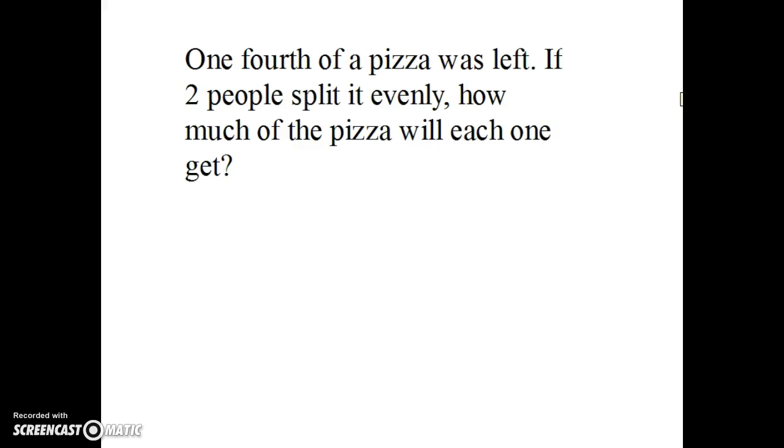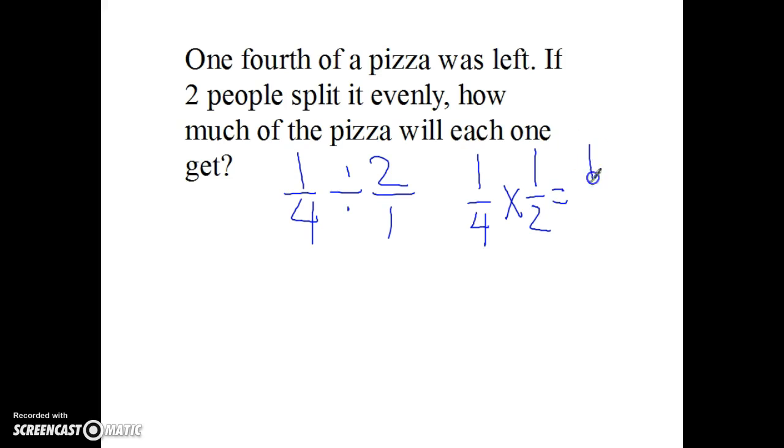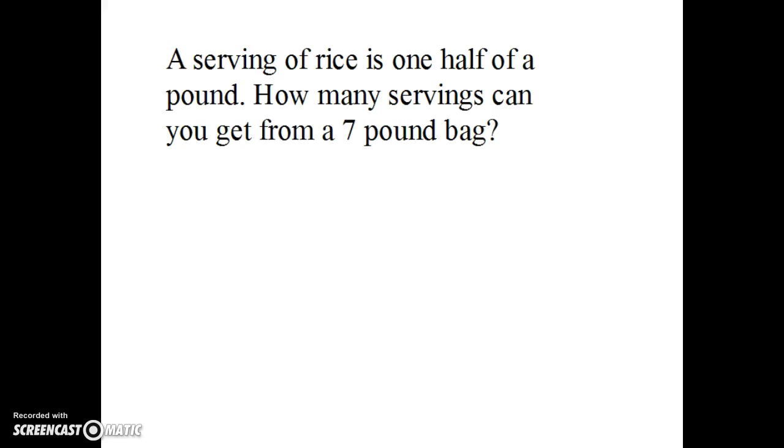1/4 of a pizza was left. If 2 people split it evenly, how much of the pizza will each one get? What did we start with? The 1/4 of a pizza. We're splitting it. 2 people. Do not split the people. Get my improper fraction in there. Keep, change, flip, 1/8. That makes sense because we only had 1/4 of a pizza and we're splitting it. Each person's going to get 1/8 of the pizza.